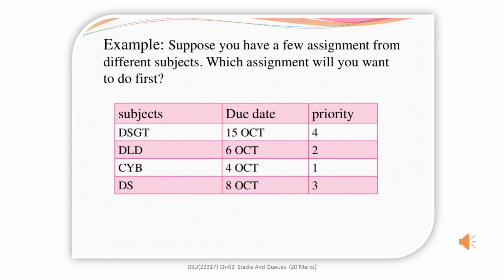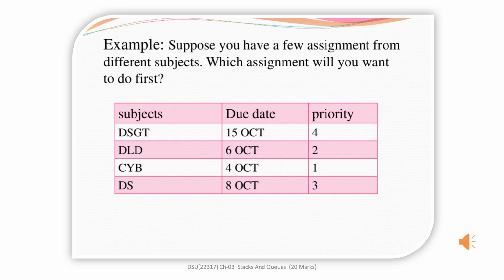See here, this is a simple daily life example for the priority queue. Suppose you have a few assignments from different subjects. Which assignment will you want to do first? Subjects are DSGT, due date is 15 October and priority is 4. DLD, 6th October, priority is 2. CYB, 4th October and priority is 1. And DS is 8 October and priority is 3. So which assignment will you want to do first?